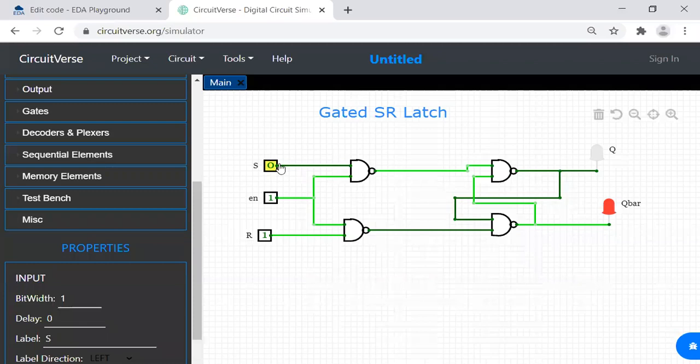Now when I give an input as 0 and 1, if enable is equal to 1, then I will get an output as 0. If S is 0, R is 1, output should be 0. We already know that Q bar is equal to NOT of Q. Now what happens if we make the enable 0? If I make the enable 0, I will not get any output. Similar to what we did in combinational circuits, the circuit will work when enable is equal to 1 and it won't work when enable is equal to 0.